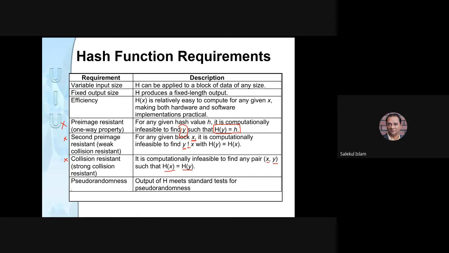So for a good hash function, we have to satisfy these three requirements, then we will say that this is a good hash function. And at the same time, there should be efficiency, that means h(x) should be relatively easy to compute.